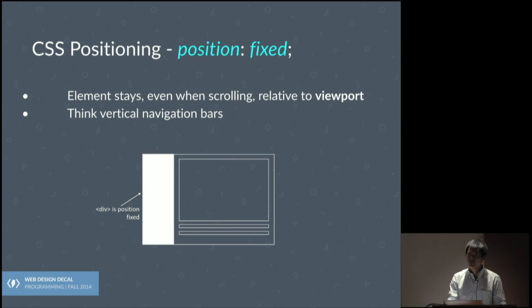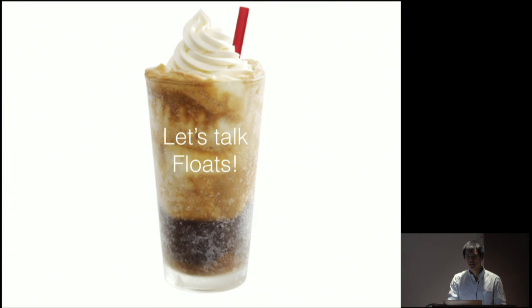So those were the 4 values of position. We had static, relative, absolute, and fixed. It can be really interesting. Does anyone have any final questions about any of these positionings? Okay. All right.